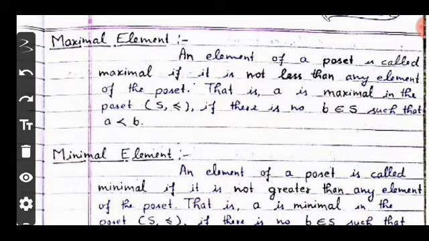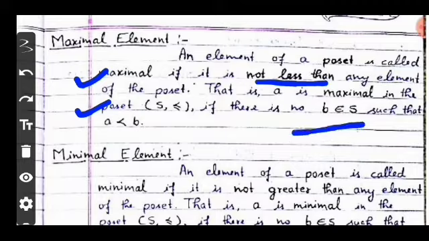Maximal element: an element of a poset is called maximal if it is not less than any element of the poset. That is, A is maximal in a poset (S, ≤) if there is no B belonging to S such that A is less than B. Now move on to the next point.